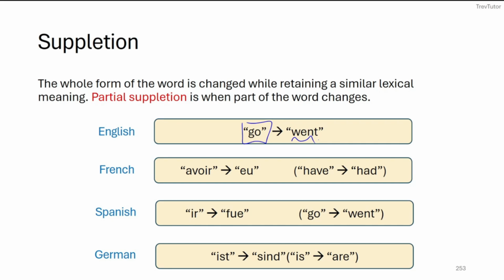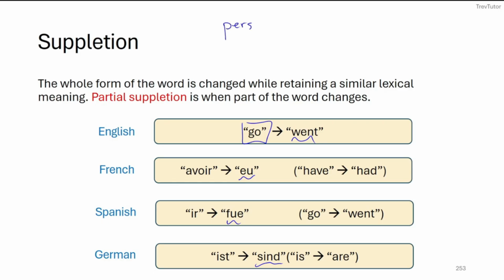In French, for have to had, we have avoir to eu. In Spanish, ir to fue. And then German, ist to sind for is to are. So in all of these cases, the form that comes out from the base is unpredictable unless you know the language. If it's partial suppletion, then we would just have some of the word changing.